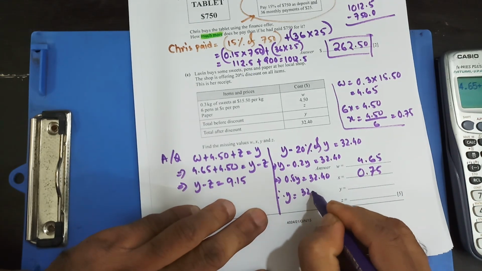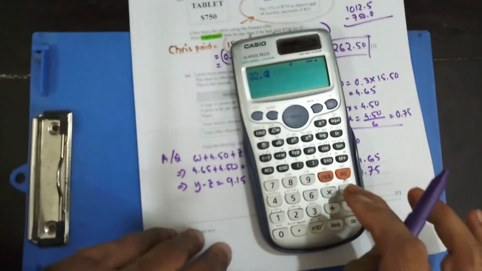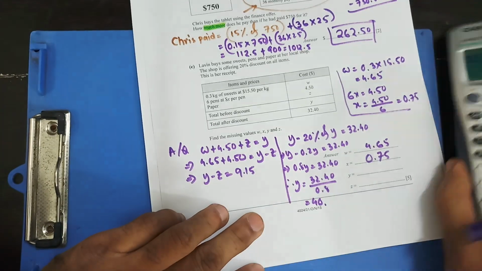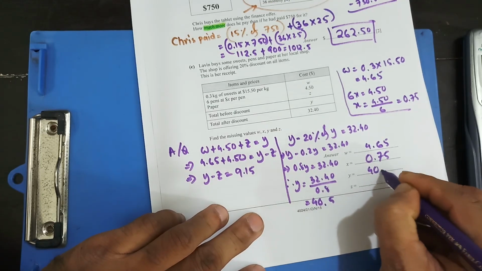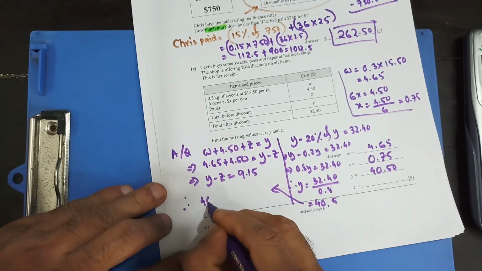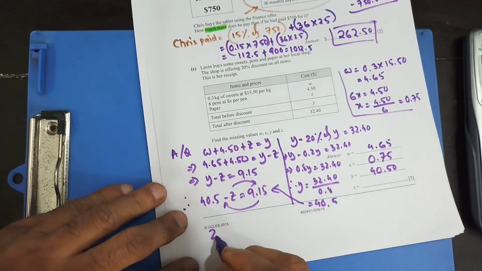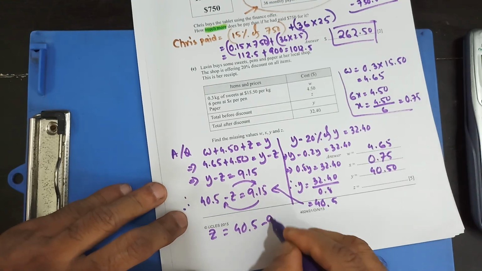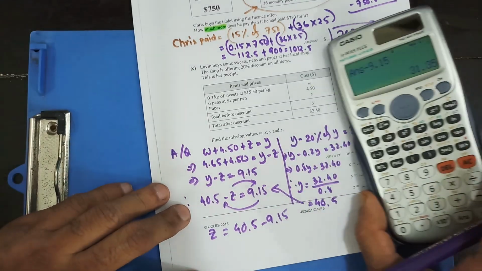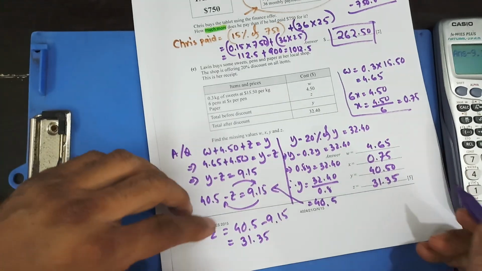Therefore, Y is going to be 32.40 divided by 0.8. 32.4 divided by 0.8 is going to be 40.5. That's my Y, 40.50. And if I put the value over here, 40.5 minus Z equal to 9.15. So taking Z that side, Z is going to be 40.5 minus 9.15. I got 31.35. Z is going to be 31.35. Okay, so that's that.